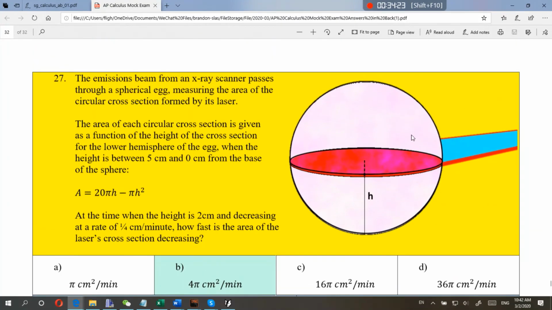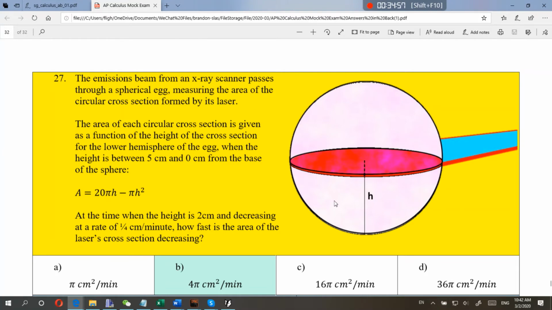Okay, so this last one, we had an X-ray scanner passing through some sort of spherical egg that was measuring the area of this circular cross-section formed by the laser. So it looks something like this. So here in blue is my laser, and here in red is the cross-section that we're scanning right now with the X-ray. The area of each circular cross-section is given as a function of the height of the cross-section for the lower hemisphere of the egg, where the height is between 5 centimeters and 0 centimeters from the base of the sphere. So this is my height from the bottom.